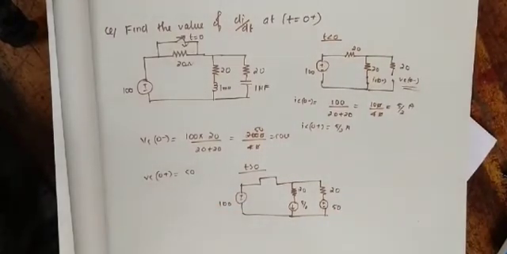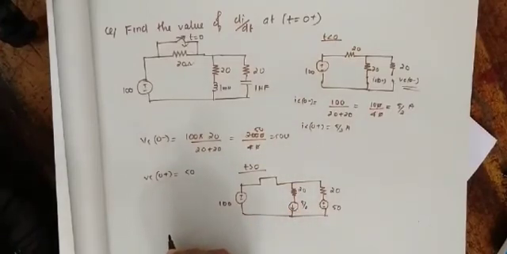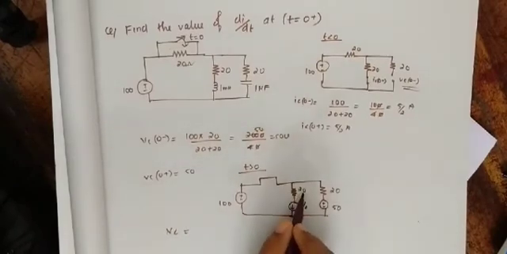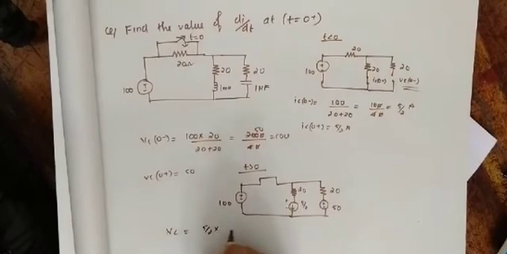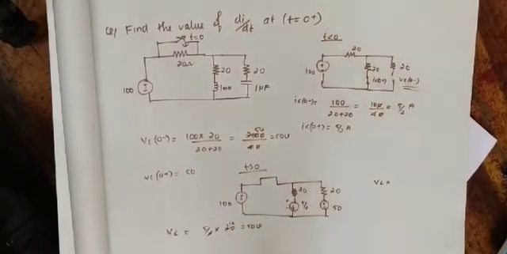Now we will find out VL, the voltage across our inductor. The current through the 20 ohm is 5/2 as well, and the voltage drop across the inductor will be the same as I into R, that is 5/2 into 20, which is equal to 50 volt. So the voltage drop across the inductor is 50 volt.